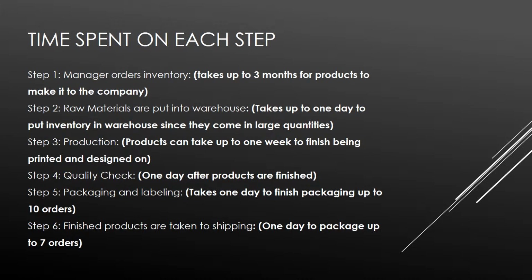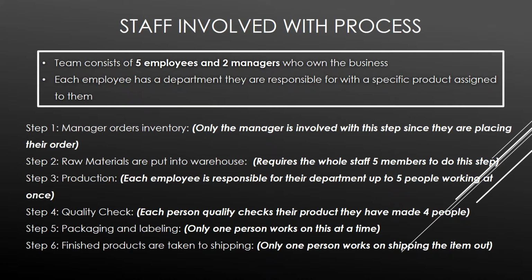Time spent on each step. Step 1. Manager orders inventory. Takes up to 3 months for products to make it to the company. Step 2 takes 8 hours to put inventory in warehouse since they come in large quantities. Step 3. Production. Products can take up to a week to finish being printed and designed on. Step 4. Quality check. 1 day after products are finished. Step 5. Packaging and labeling. Takes 1 day to finish packaging up to 10 orders. Step 6. Finished products are taken to shipping. 1 day to package up to 7 orders.